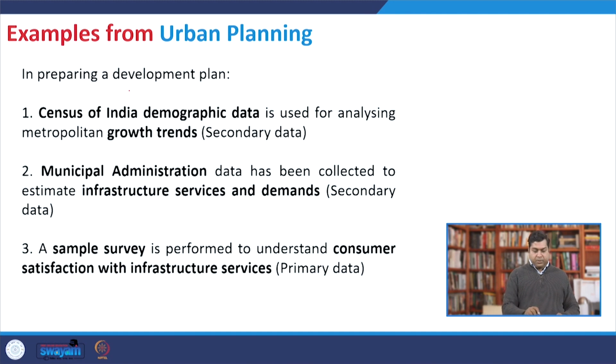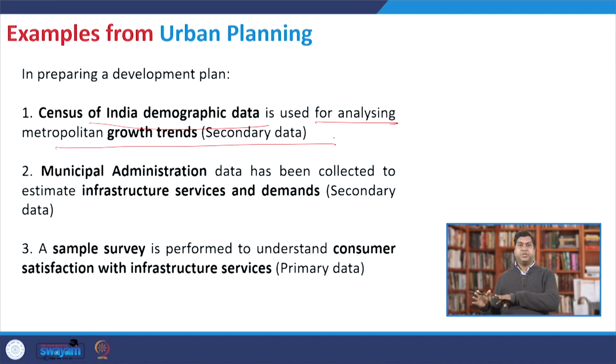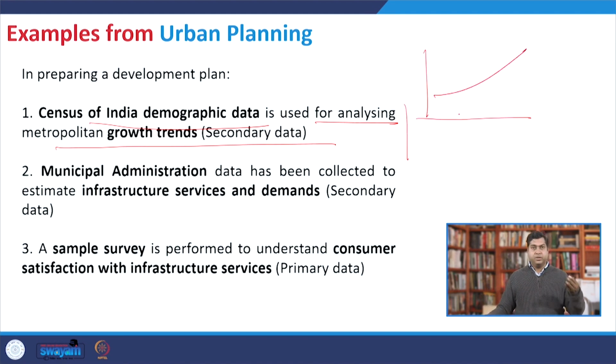In preparing a development plan, census and government data is used for analyzing the metropolitan growth trend. It is again secondary information, but if you have time series data, with different populations in different census years, then based on that we can go for a particular population projection. There are different ways that we can do the projection. Municipal administration data is collected to estimate infrastructure services and demand. So in this case also, secondary information can be used.